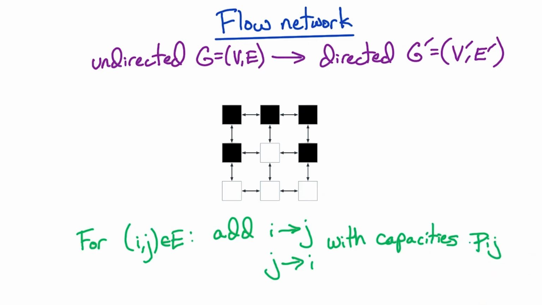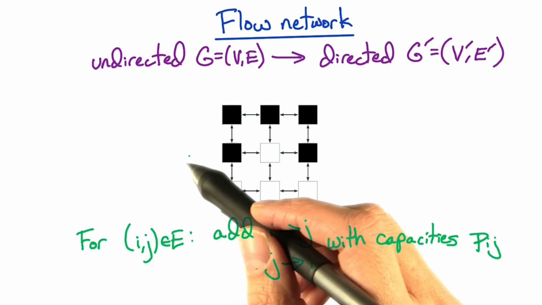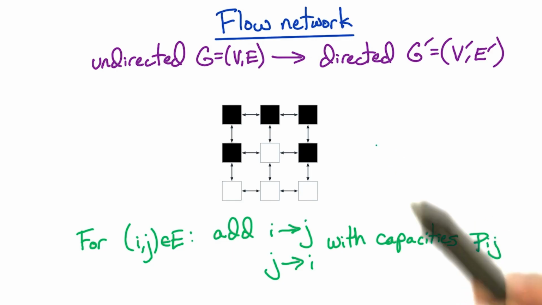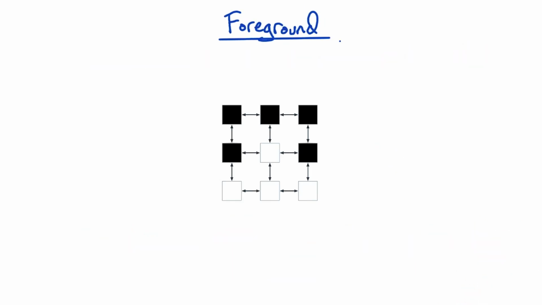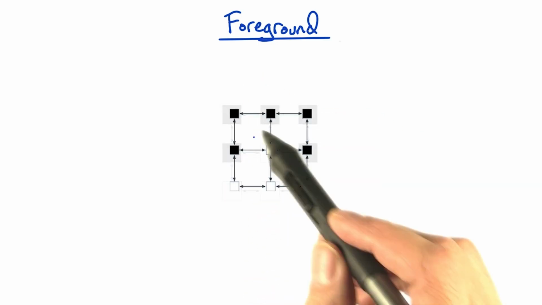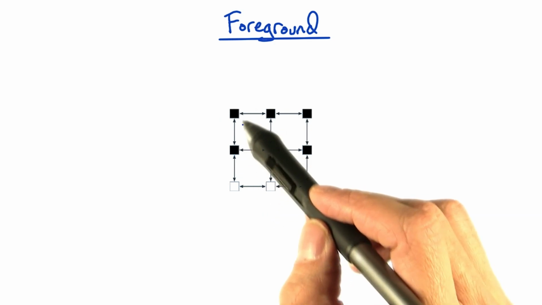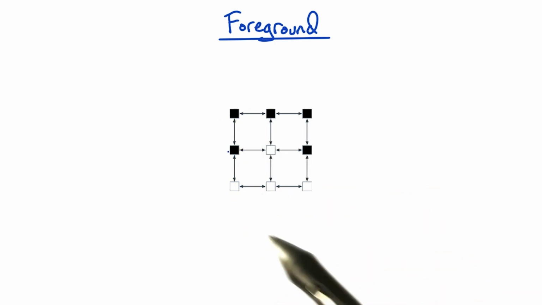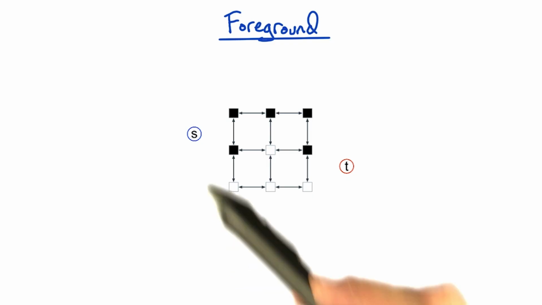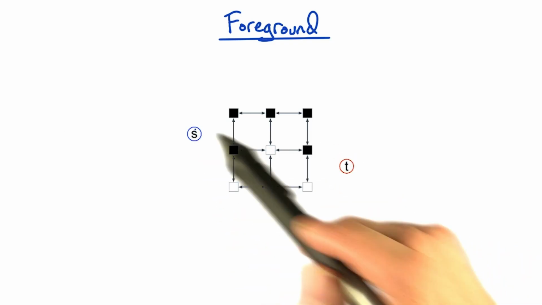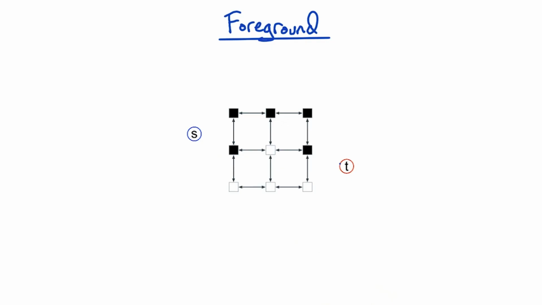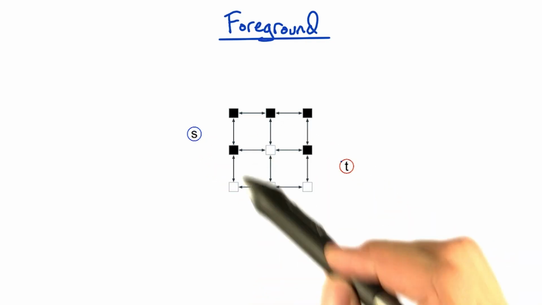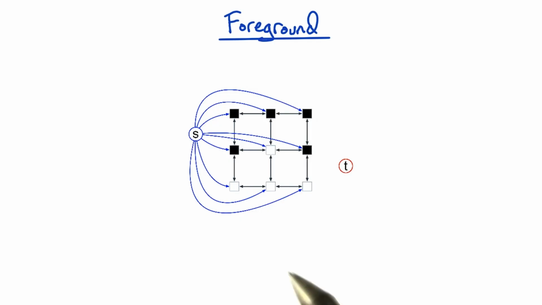What do we do with the foreground and background likelihoods? Well, we're going to add an additional vertex corresponding to the foreground and an additional vertex corresponding to the background. So we're going to add a vertex S, a source vertex, corresponding to the foreground pixels. Here's the same directed graph once again with the vertices shrunk a little bit just for illustrative purposes. Now we're going to add two additional vertices, S and T. S will correspond to the foreground, T will correspond to the background. And this will be our source and our sink for our max flow problem. We're going to add an edge from S to every pixel, every vertex.